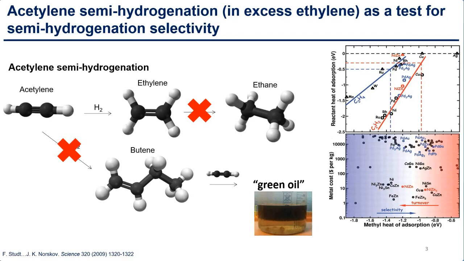Now, the use of alloys to influence selectivity during acetylene semihydrogenation is not new. It has been studied for many years. And a recent paper has demonstrated that palladium-zinc alloys are advantageous from the standpoint of balancing both semihydrogenation selectivity and acetylene disappearance activity.